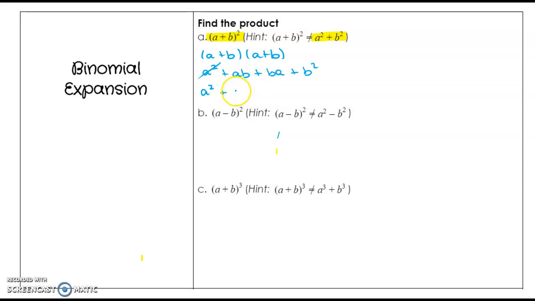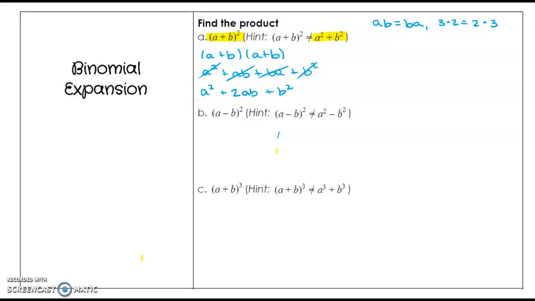And since I have one of each, I will get 2ab. And so just up top in the corner here, I'm just going to write ab is the same as ba, because 3 times 2 is the same as 2 times 3. So therefore they're the same. And then I'm just going to add on my last term here, which is just b squared. And that is our final product.